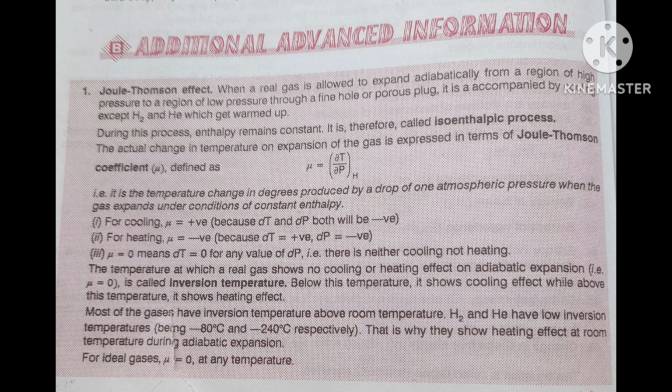And the third value I am telling: mu is equal to 0. What does it mean? Mu equal to 0 means delta T is equal to 0 for any value of dP. Change in temperature will be 0 for any value of change in pressure. That is, there is neither cooling nor heating.